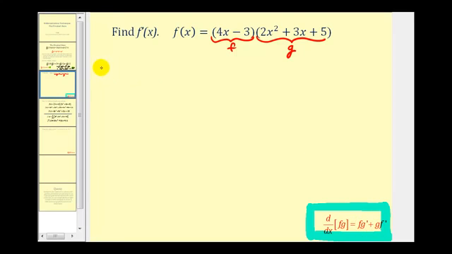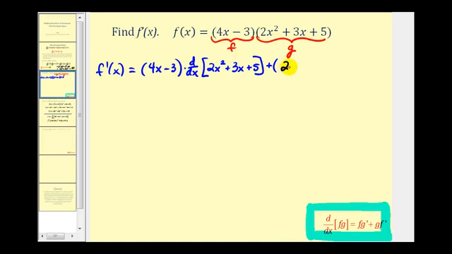So f prime of x is going to be equal to the first function, which is the quantity 4x minus 3, times the derivative of the second function, which is 2x squared plus 3x plus 5. Again, we'll find the derivative in the second step, plus the second function, which is 2x squared plus 3x plus 5, times the derivative of the first function, which is 4x minus 3.